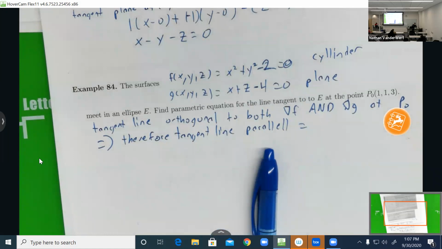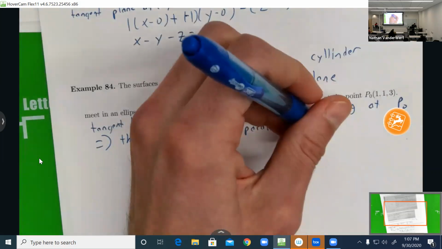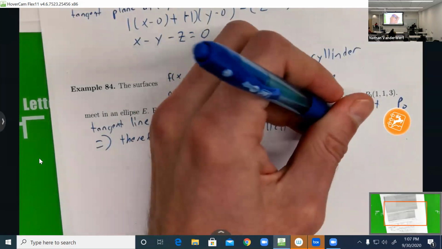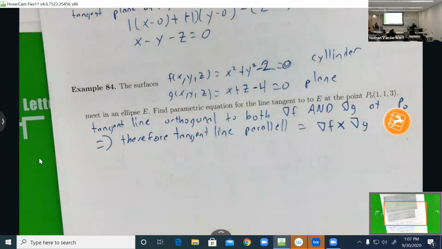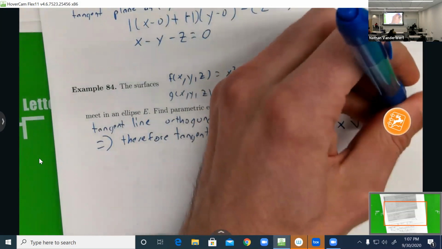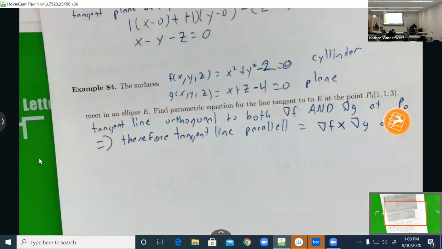Yeah, cross product. So the tangent line then is parallel to the gradient of f cross the gradient of g. There we go. All right, so we have to calculate all this stuff at p0. We should probably keep saying that. So the components of v and the coordinates of p0.